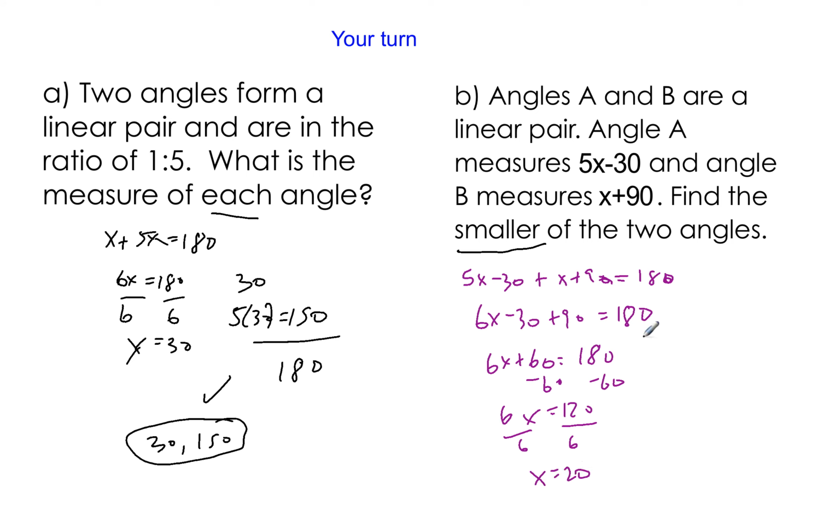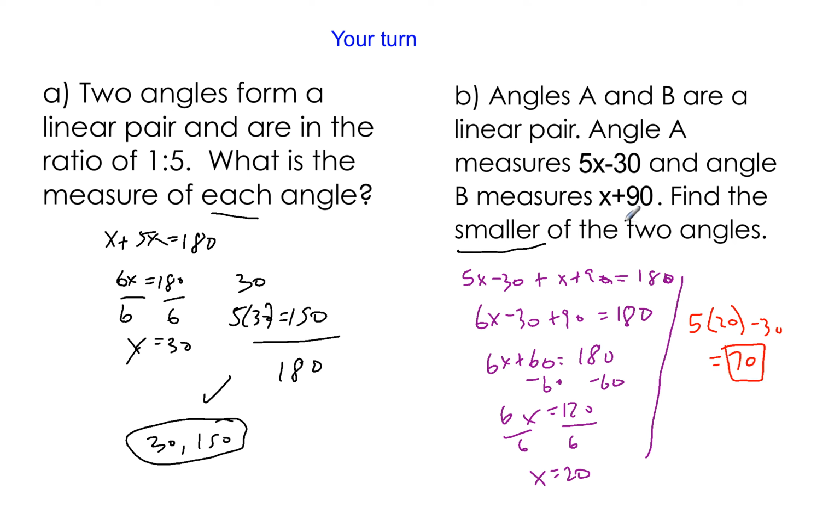Now they're asking for the smaller of the two. I want to find both of them to make sure that the sum of both of those angles is equal to 180. So the first angle is going to be 5 times 20 minus 30. 5 times 20 is 100. 100 minus 30 is 70. So 70 looks to be the smaller of the two angles.